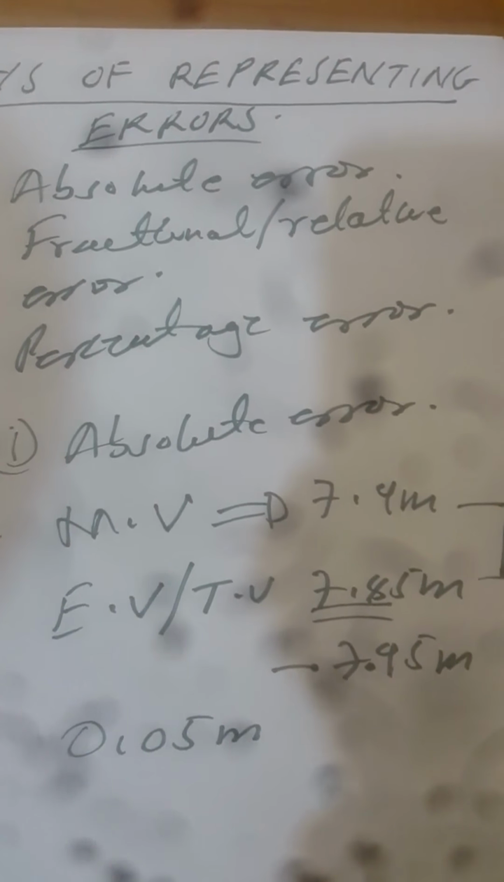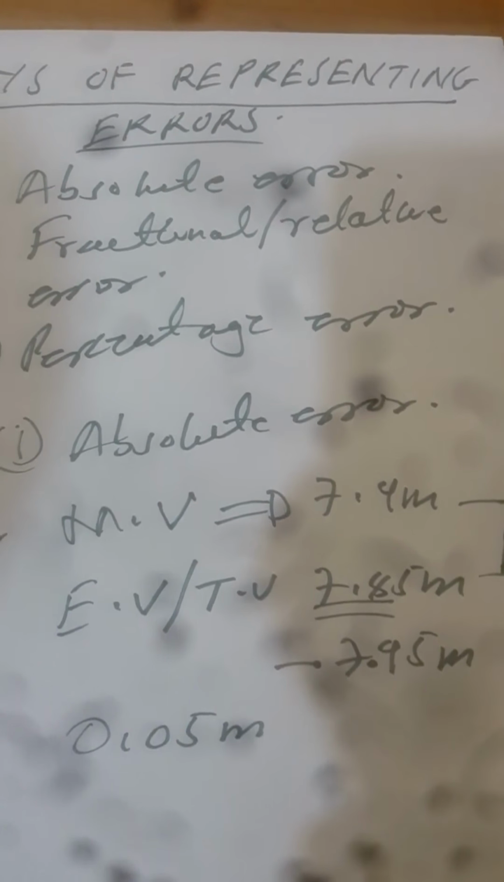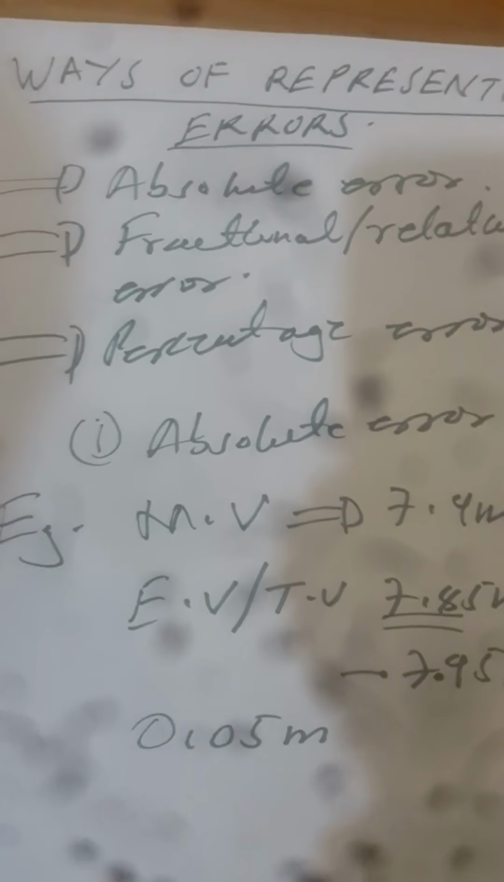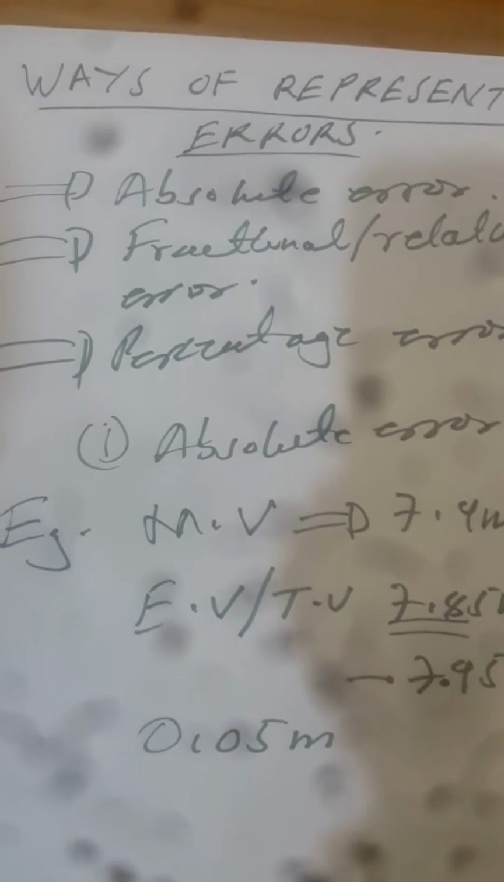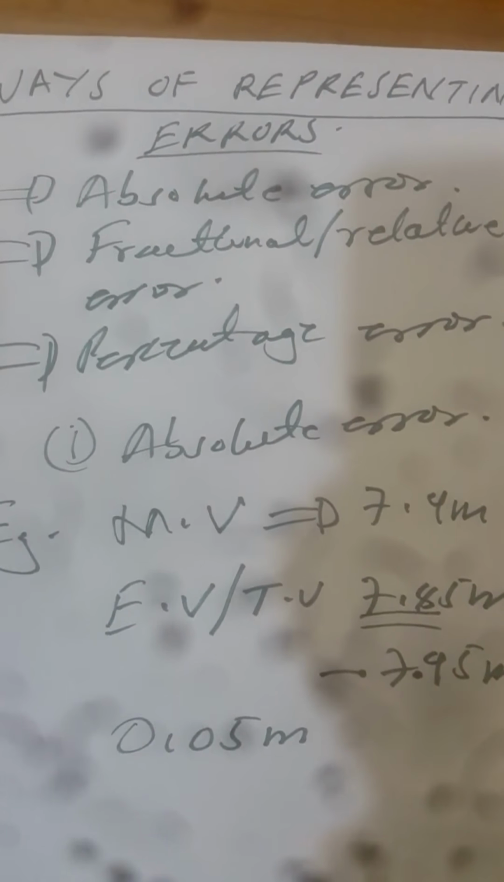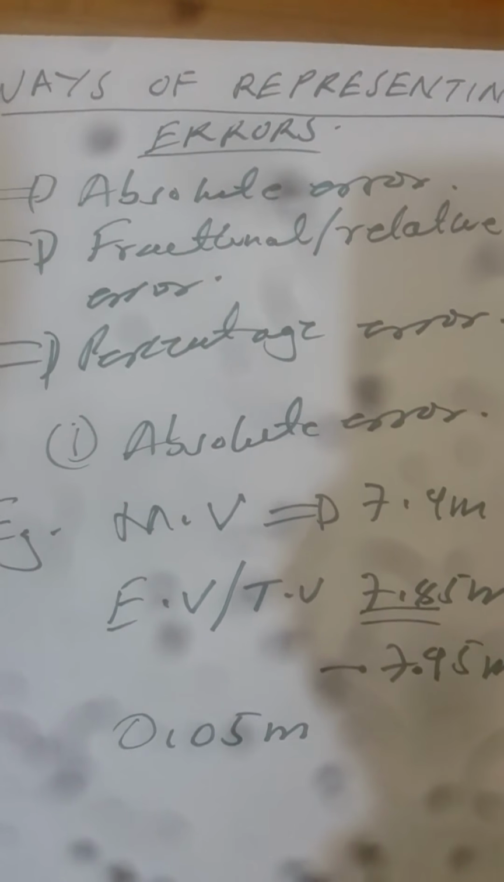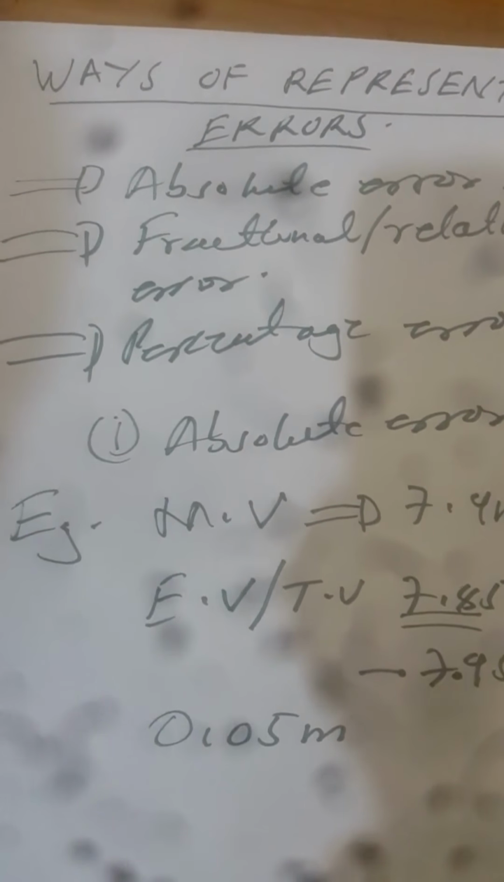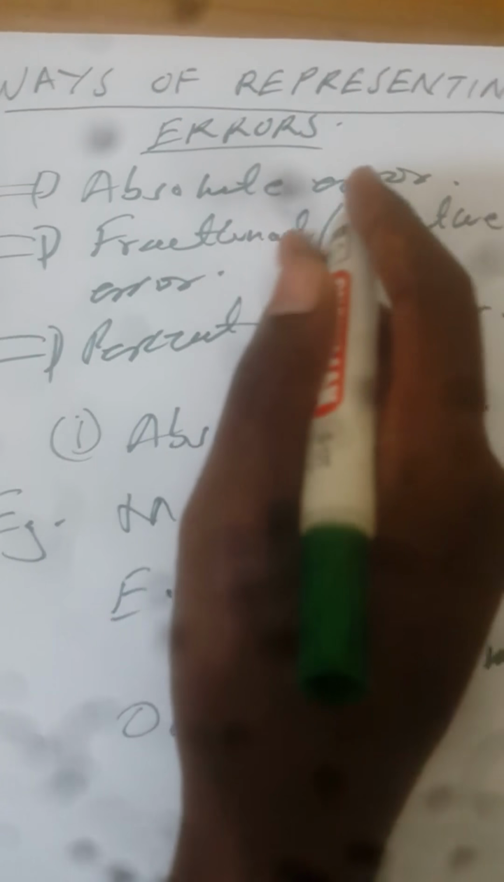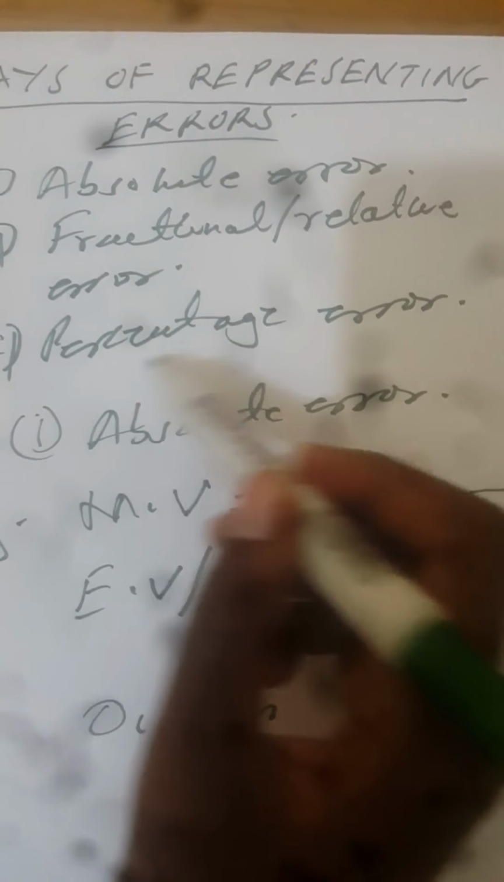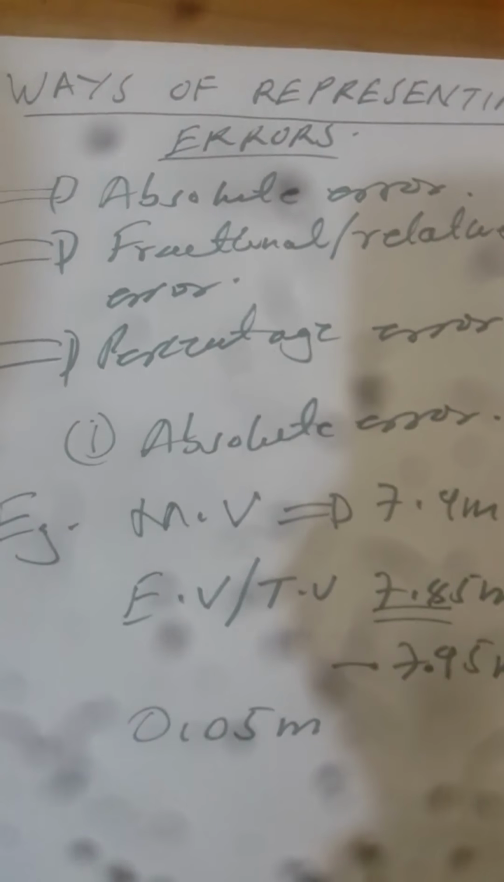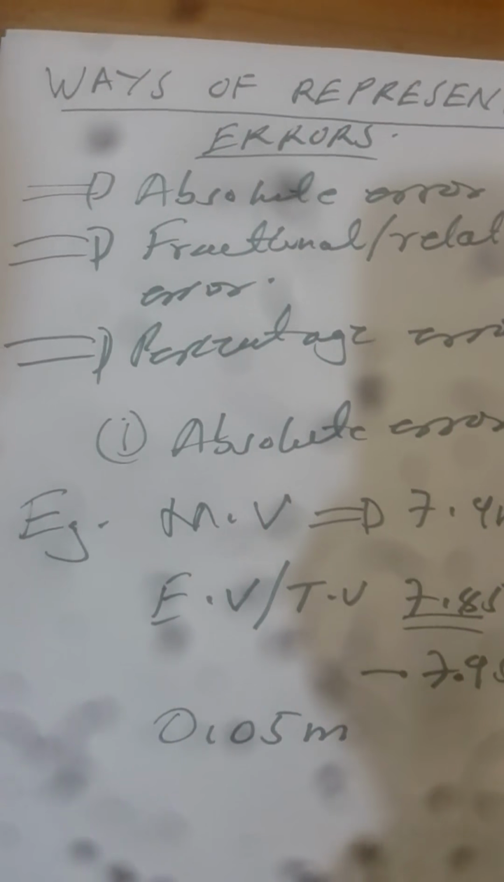Today we are going to discuss ways of representing errors. As you see, errors can be represented in three ways. The first one is absolute error. The second one is fractional or relative error, as you see here. The third one is percentage error. We are going to begin with absolute error.